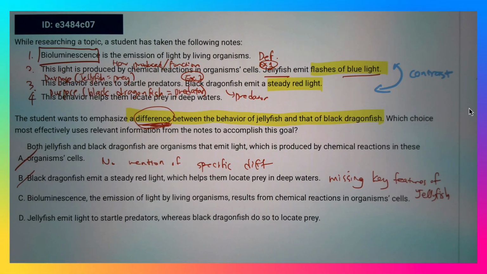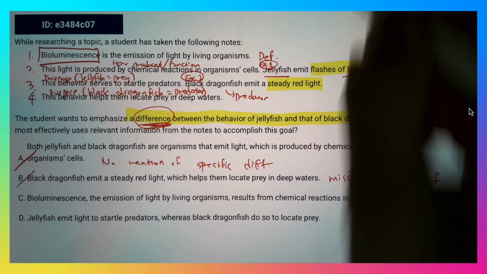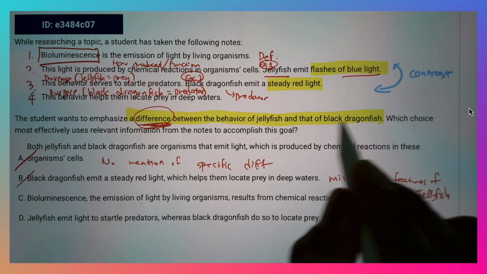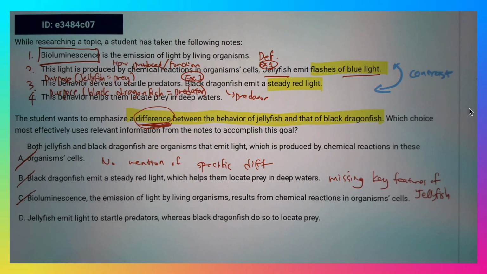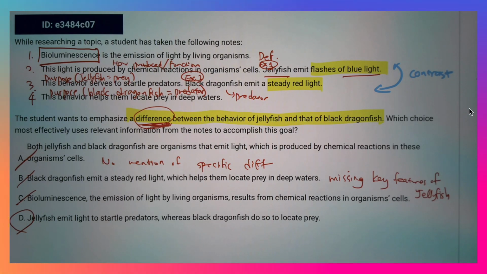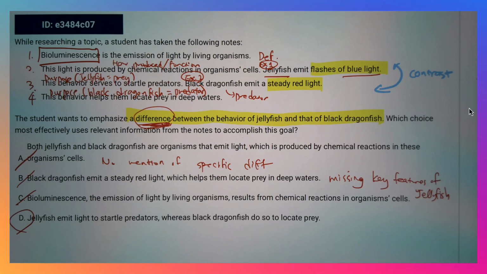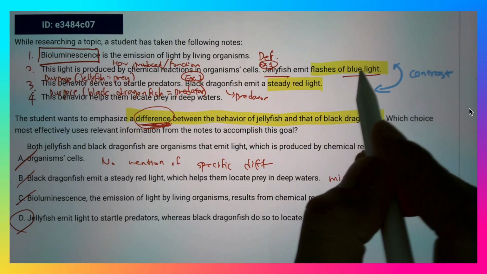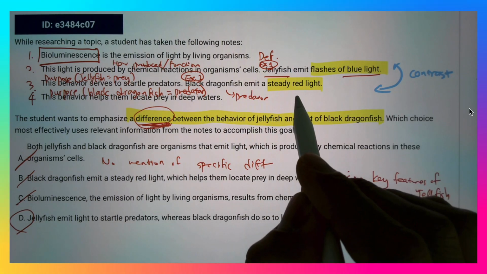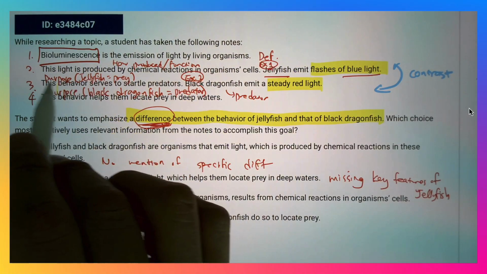Choice C, bioluminescence, the emission of light by a living organism, results from chemical reactions. Okay, that's simply the line 1 and 2 definition and what it does. And that's not answering the difference between both specific examples. So C is out. That leaves us with choice D. Jellyfish emit light to startle predators, whereas black dragonfish do so to locate prey. So we see the highlight of their actions, but also we see the two different purposes.